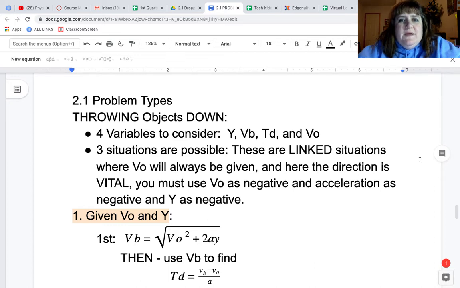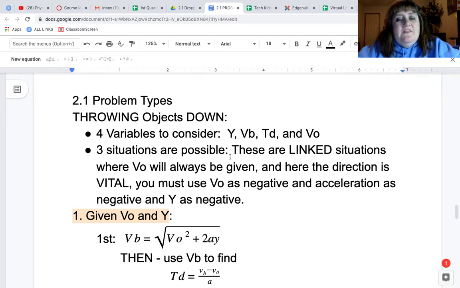All right, welcome back. So now we're doing 2.1 problems again. This time we're doing throwing objects down. Again, there are 4 variables that you have to consider, and there are still only 3 situations possible.